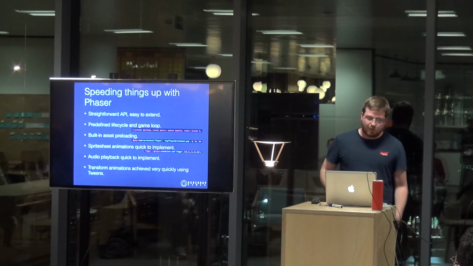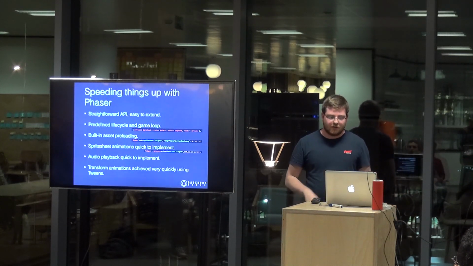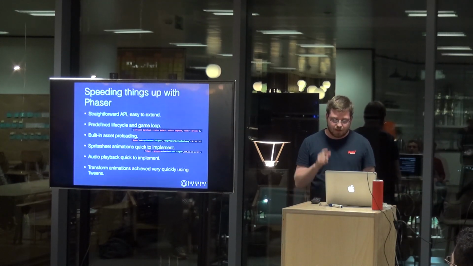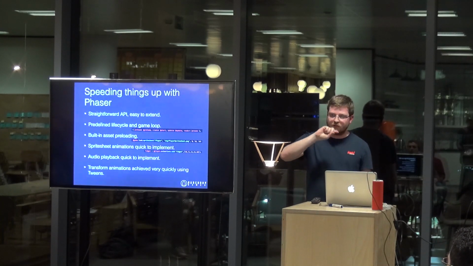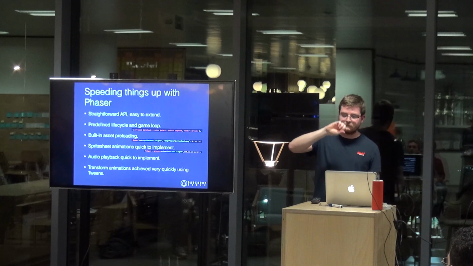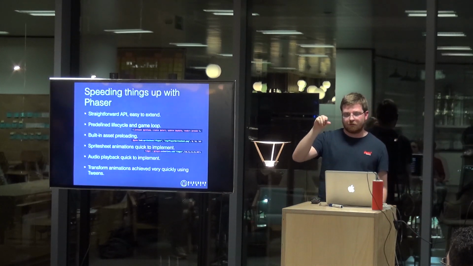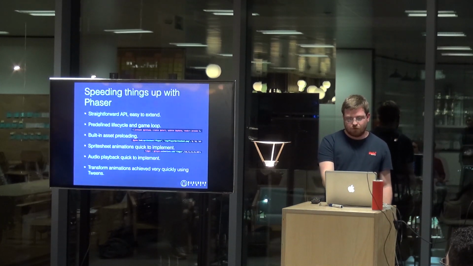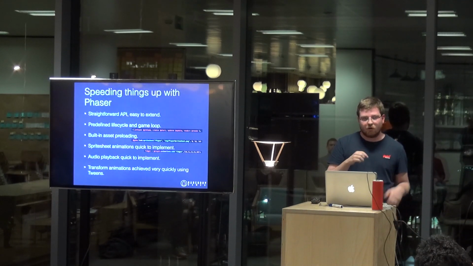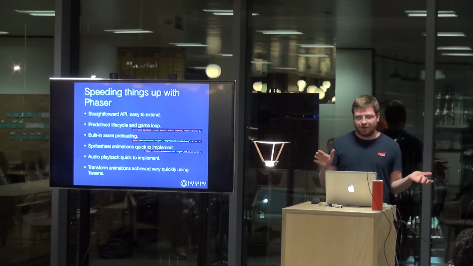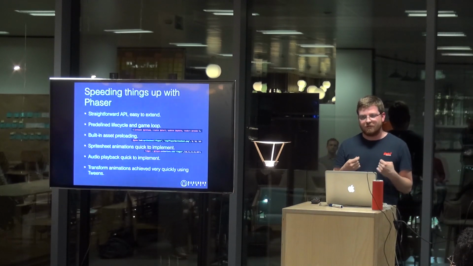And then audio playback is very quick, once the sound's loaded in, you can just call play on it. And then you can see an example of where I'd used the tweens to do a really simple transform animation, which was just moving the character onto the throne. So it was all pretty straightforward. It just made everything a lot easier while I was iterating, because I didn't have to worry too much about writing loads of foundation code. It was just a case of the logic and just experimenting.